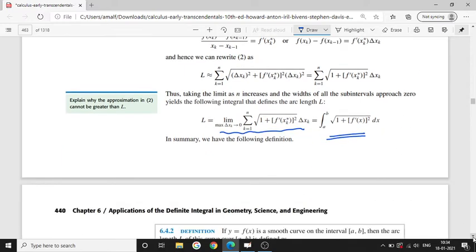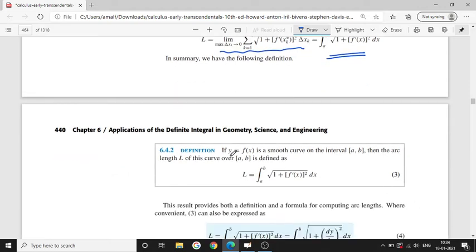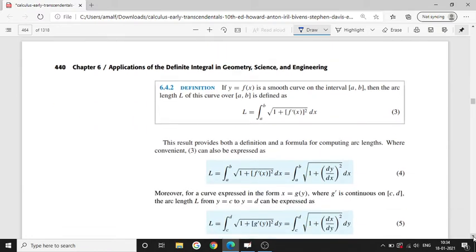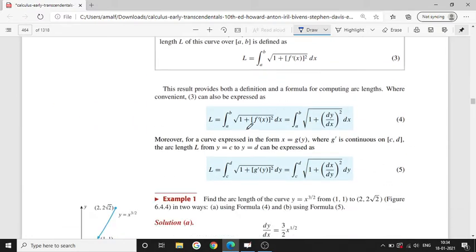So given a differentiable function y equal to f of x, that's the meaning of a smooth curve. If you have y equal to f of x, a smooth curve on a closed interval ab, then the arc length is defined as the integral a to b root of 1 plus f dash of x whole square dx. So this is how you find the length of a curve on a given interval ab. Okay, so that is integral a to b root of 1 plus dy by dx whole square dx.